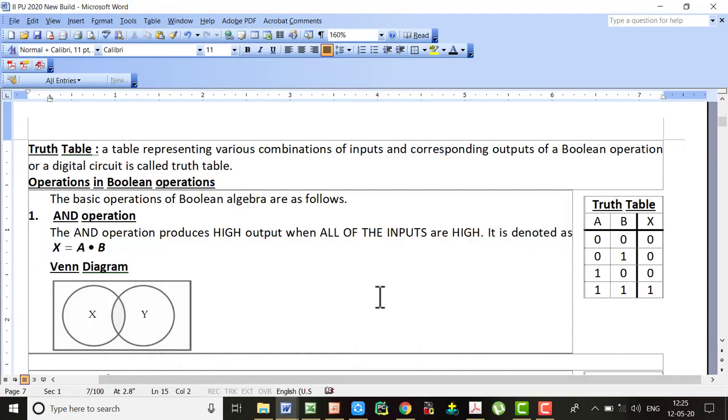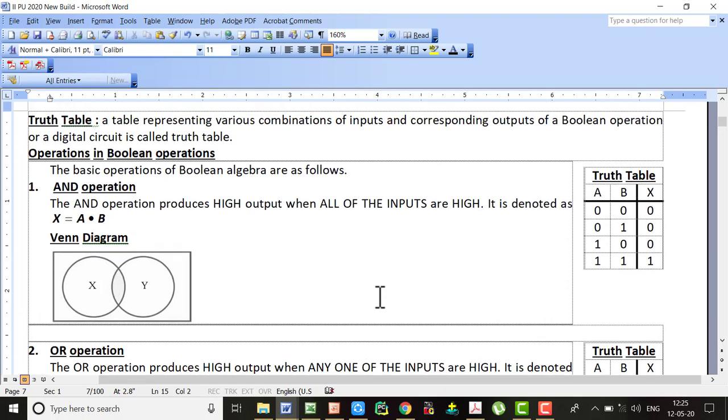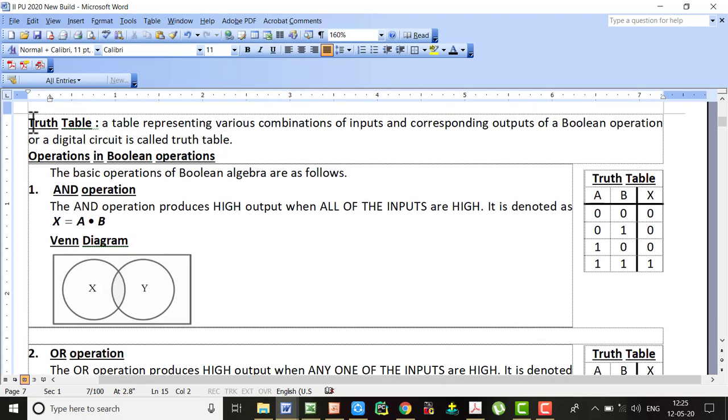The next topic is something called the truth table. Let us understand what exactly the truth table is. Basically, Boolean algebra has got different types of operations, and regarding these operations we are going to speak and discuss in the upcoming topics.